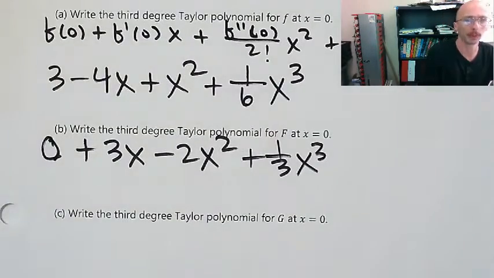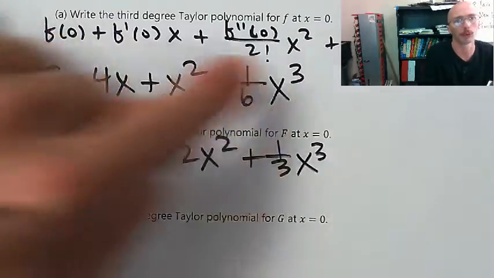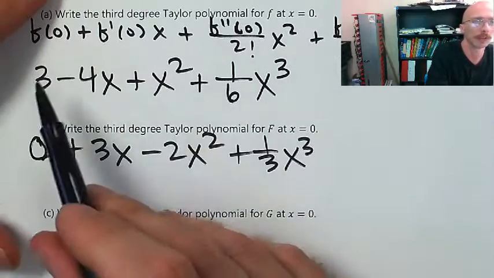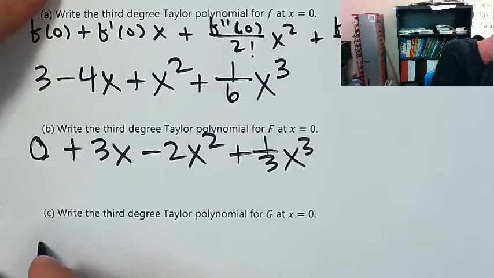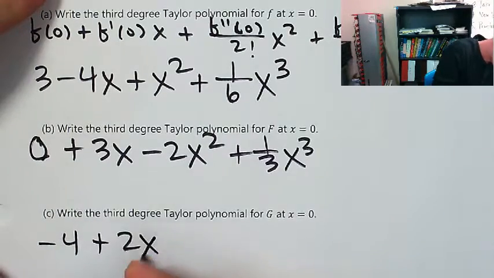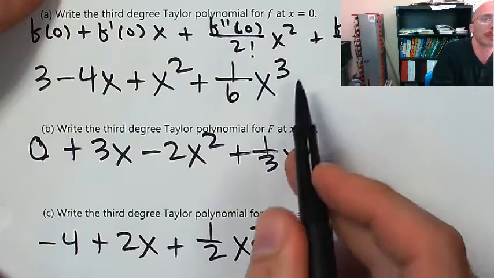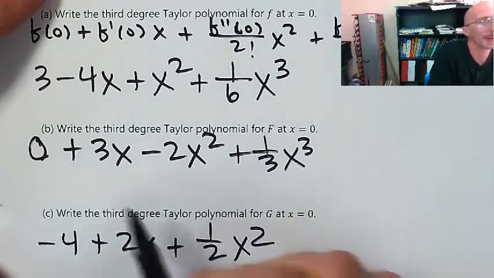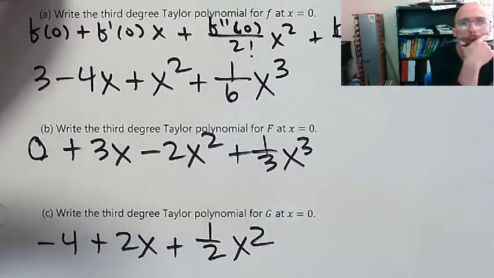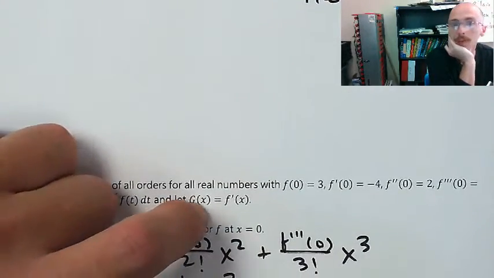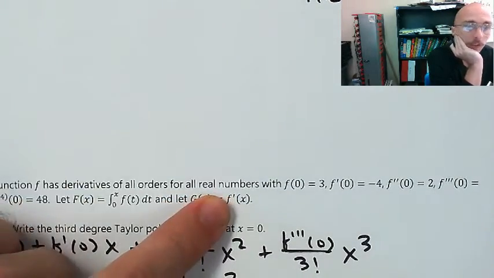Okay, and then the 3rd degree polynomial for capital G, I'm just going to take the derivative of f, because that's what g is to f, its derivative. Okay, so the derivative of 3 is 0, be negative 4 plus 2x plus 3/6 of x to the 2. I'm just taking the derivative here. But it wants the 3rd degree Taylor polynomial. What do I do? Okay, well, the 3rd derivative of g, if I just take derivative 3 times, that's going to be the 4th derivative of f.